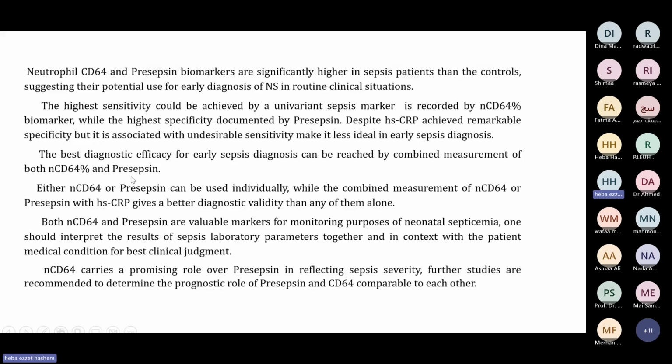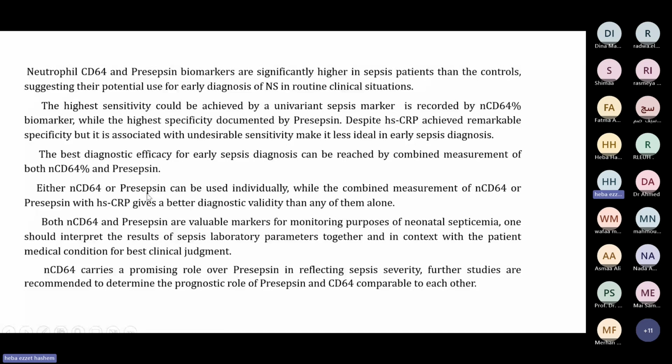Either neutrophil CD64 or procalcitonin can be used individually, while combined measurement of neutrophil CD64 or procalcitonin with highly sensitive CRP gives a better diagnostic validity than any of them alone. So if this combination is not available, we can use any of these biomarkers combined with a highly sensitive CRP, which still can give good diagnostic results.